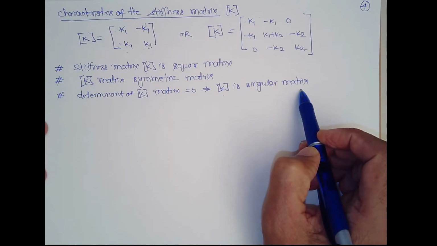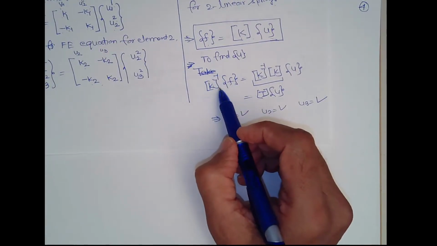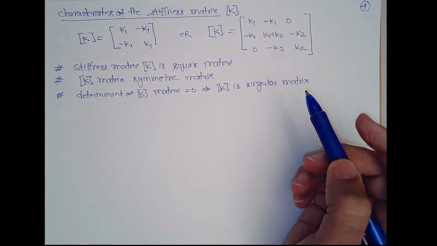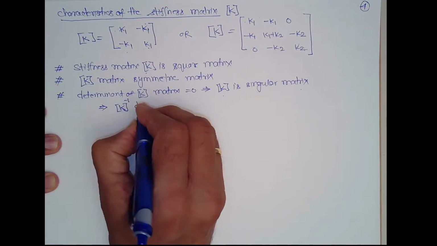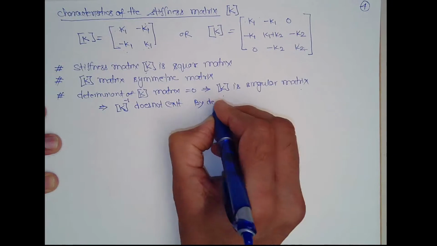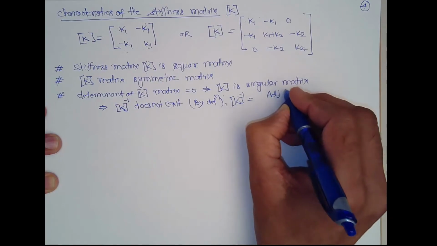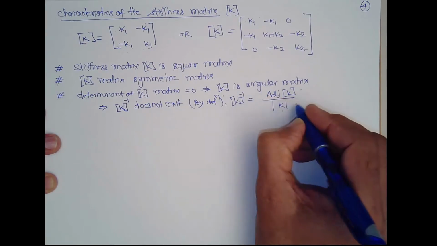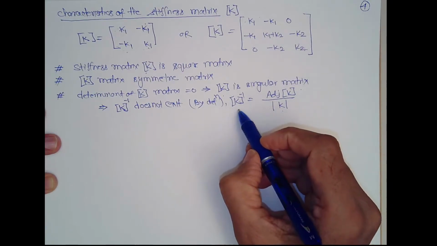If K is a singular matrix, then in the previous step we multiplied with K inverse. So what is the definition of K inverse? This implies K inverse does not exist. Why? By definition, K inverse is the adjoint of the matrix K divided by the mod of K. The mod of K is 0. So K inverse has an infinite value, no definite value. So we say the inverse does not exist.